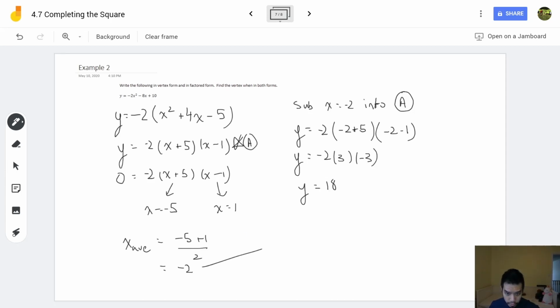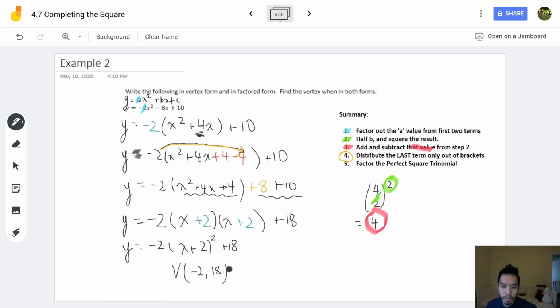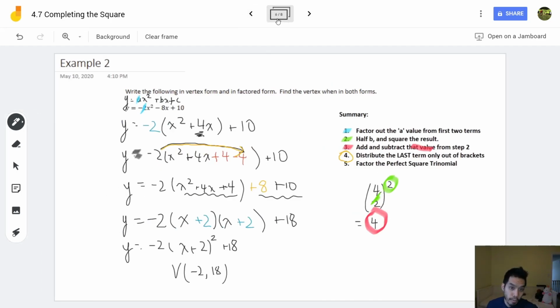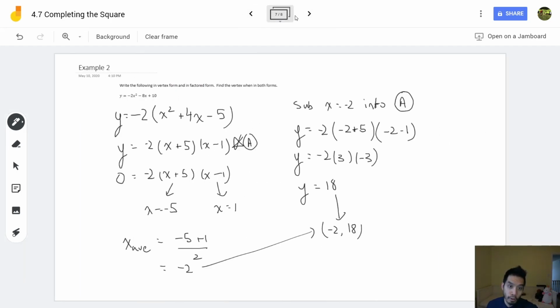And so the vertex is this x value, which is the average of the x-intercepts, and this y value, which is the exact same answer that we got here, -2 and 18. You can either do it with vertex form or in factored form.